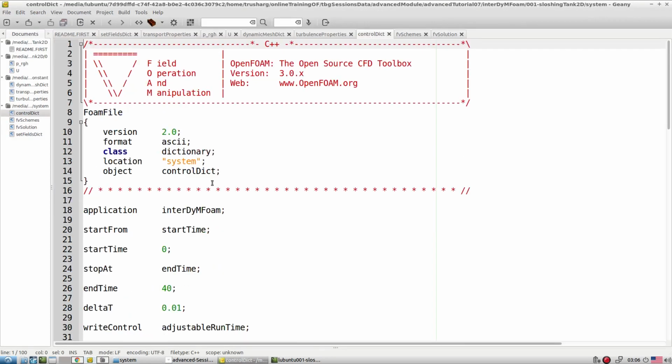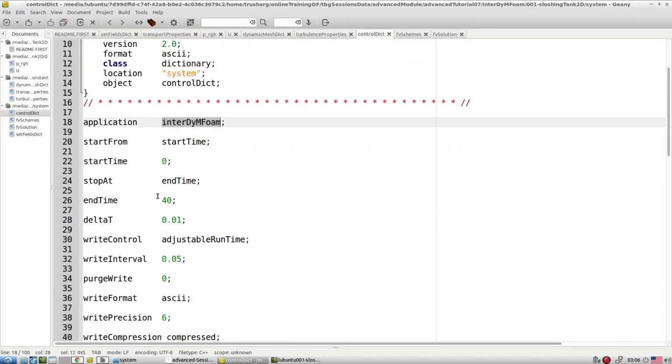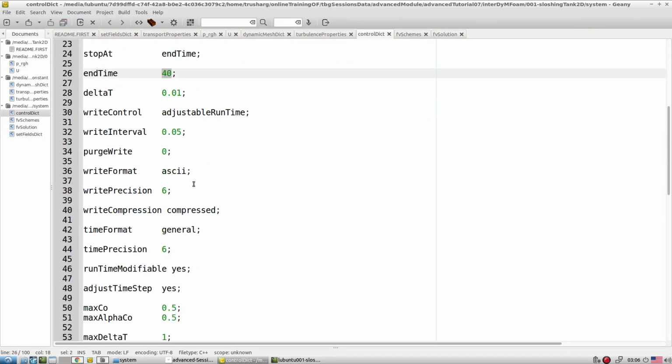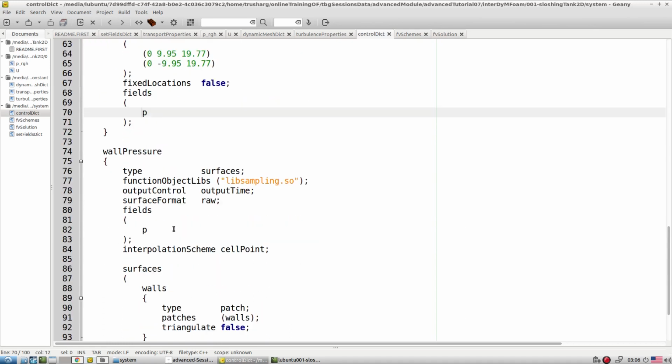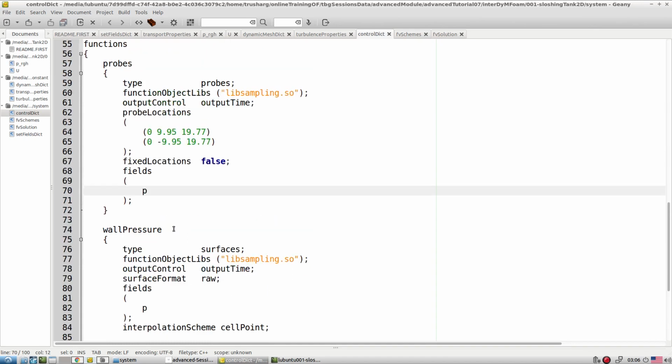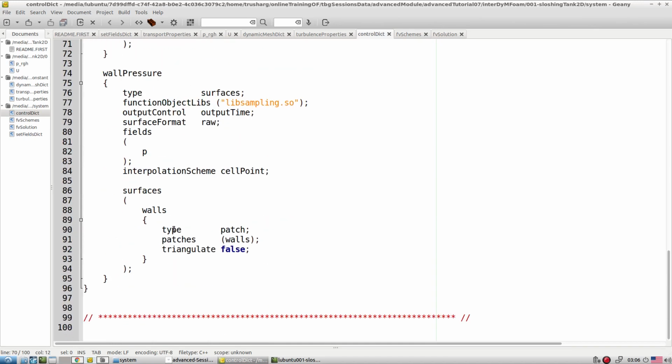So in the controlDict file, we have a solver, and we are running till 40 seconds, let's say. As a probe, we can quantify the pressure, or if you are interested in a different quantity, you can look at that. So probe and wall pressure: on all the walls, how the pressure is applied.